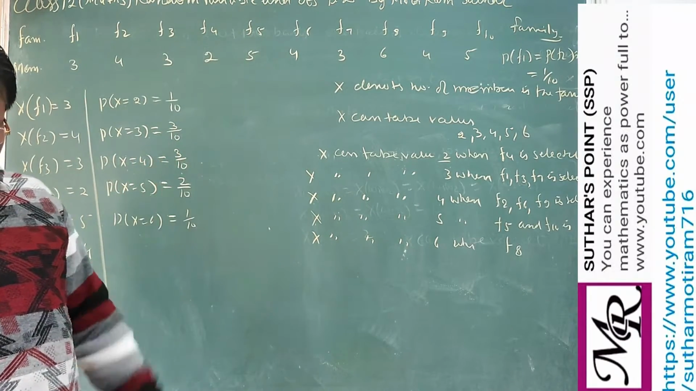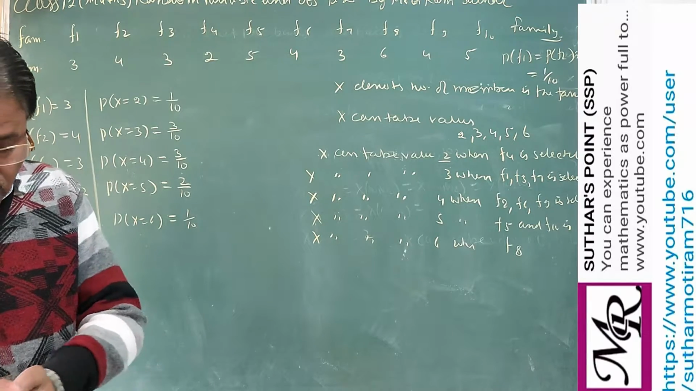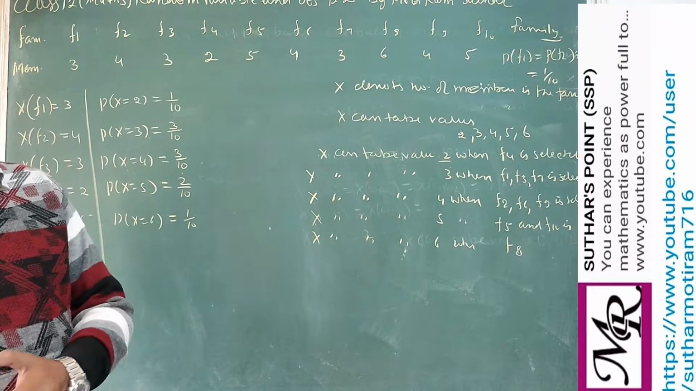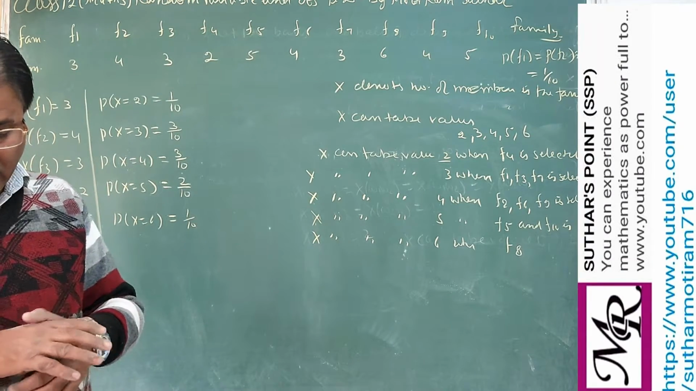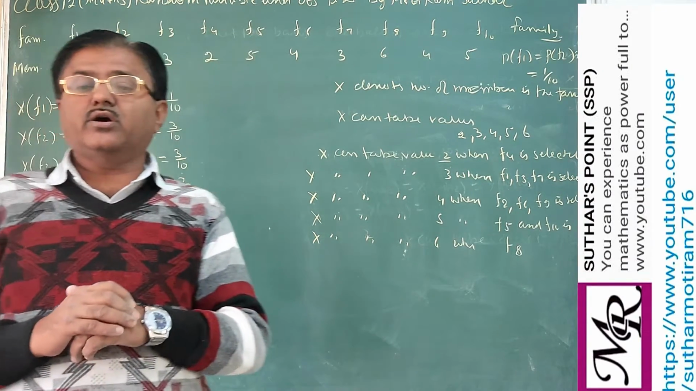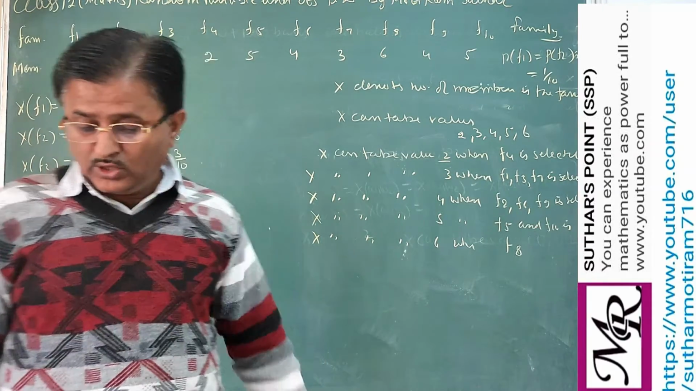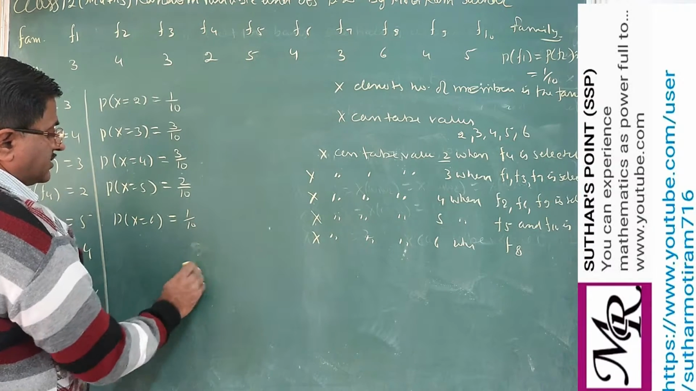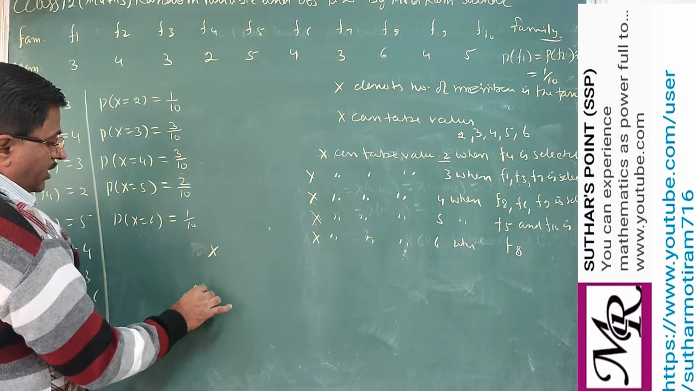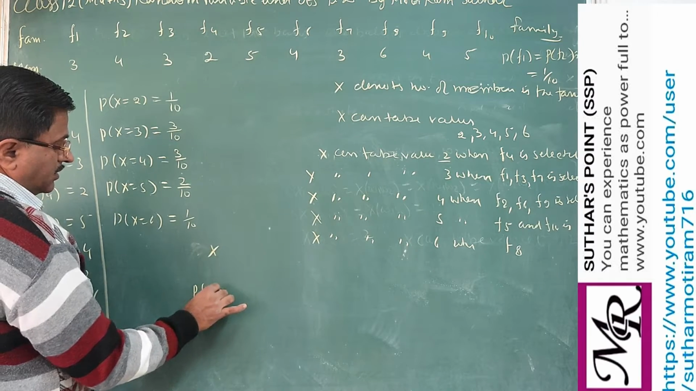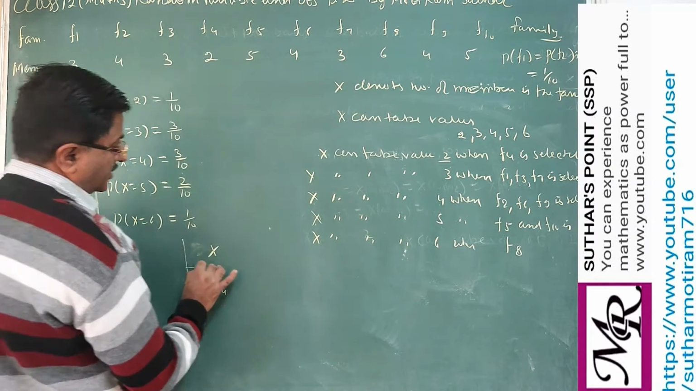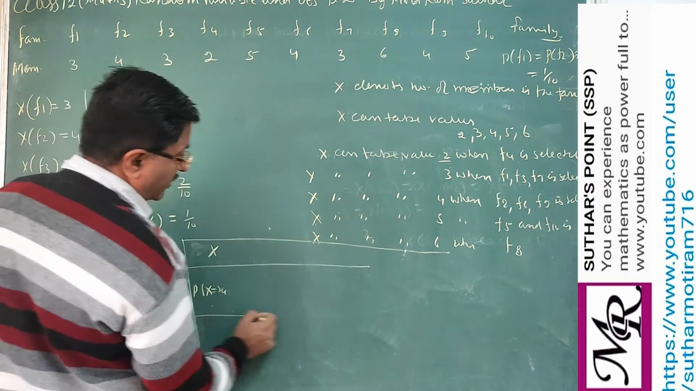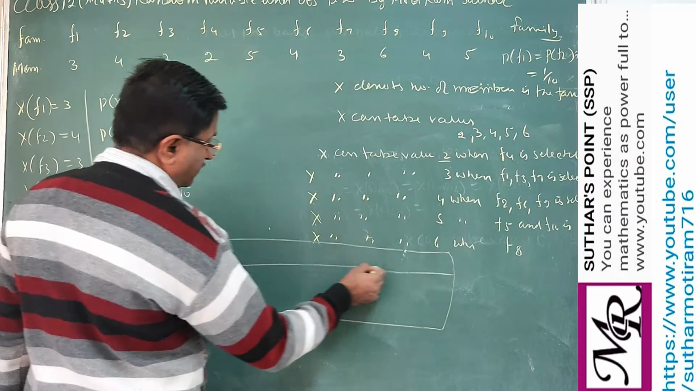Similarly 4, 3 by 10. Now we can say such a description gives the values of the random variable along with their corresponding probabilities. So what we see is a beautiful table you can draw, with the value of X, that is the random variable, and the corresponding probabilities. We may draw a table like this: value of X and corresponding value of P.